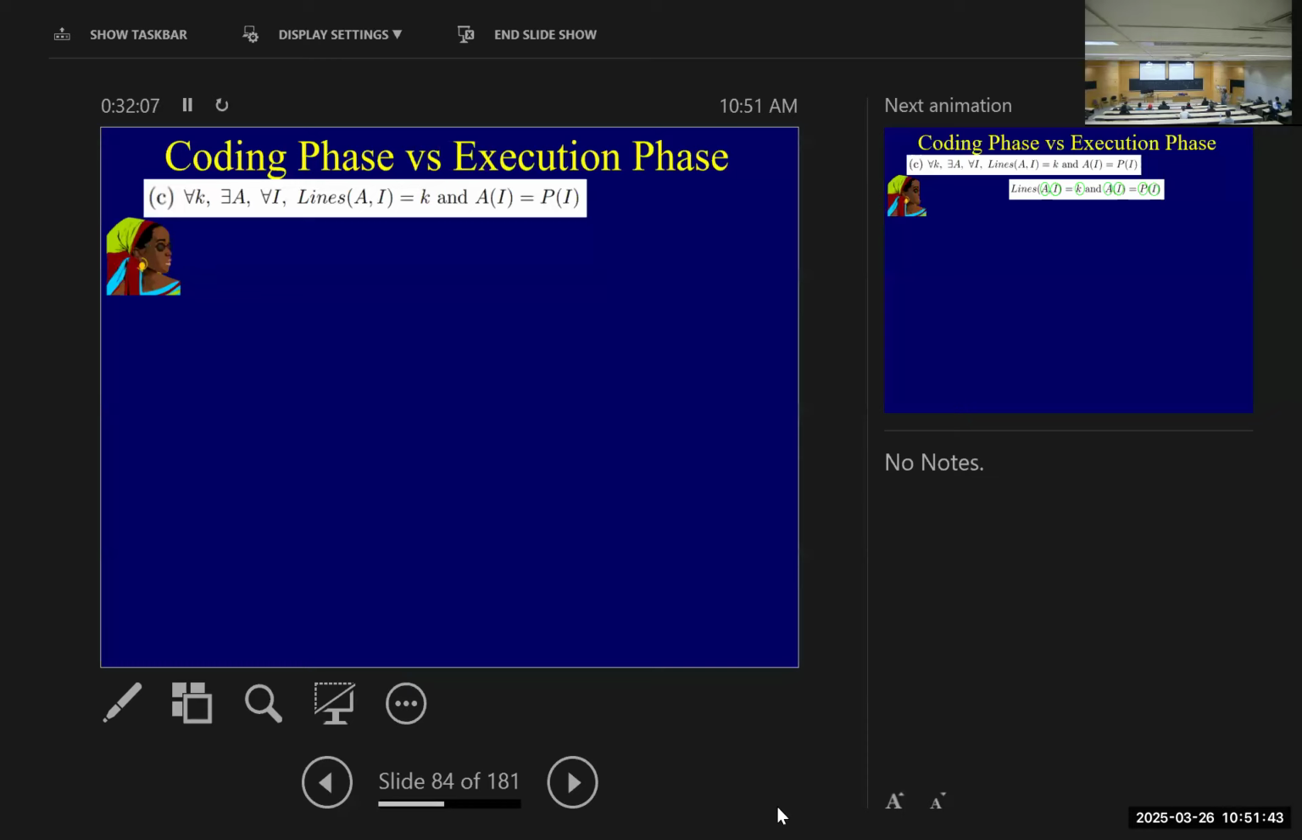Forget about the K. Does there exist an algorithm that solves the problem for every input? That's not true for the halting problem, right?